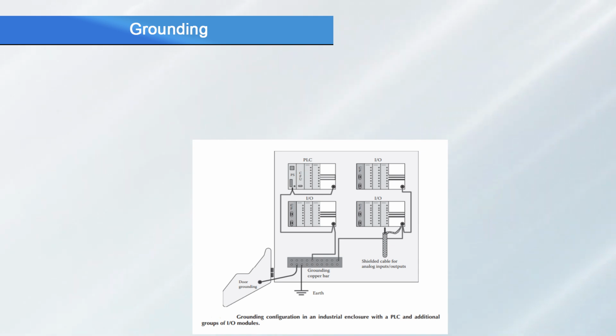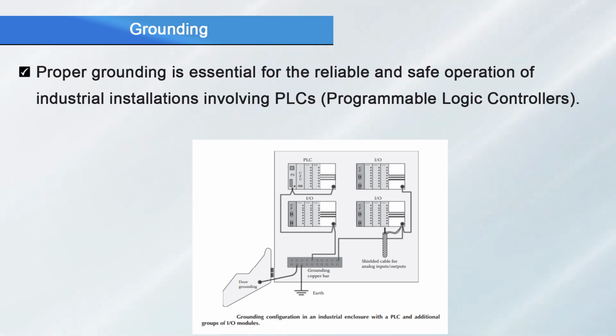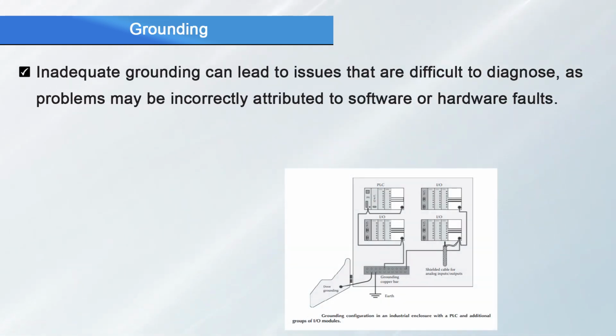Now let us talk about the grounding. Proper grounding is very essential for the reliable and the safe operation of industrial installations which involve a PLC, the programmable logic controller. The inadequate grounding can lead to issues that are difficult to diagnose, as problems may be incorrectly attributed to software or hardware fault.